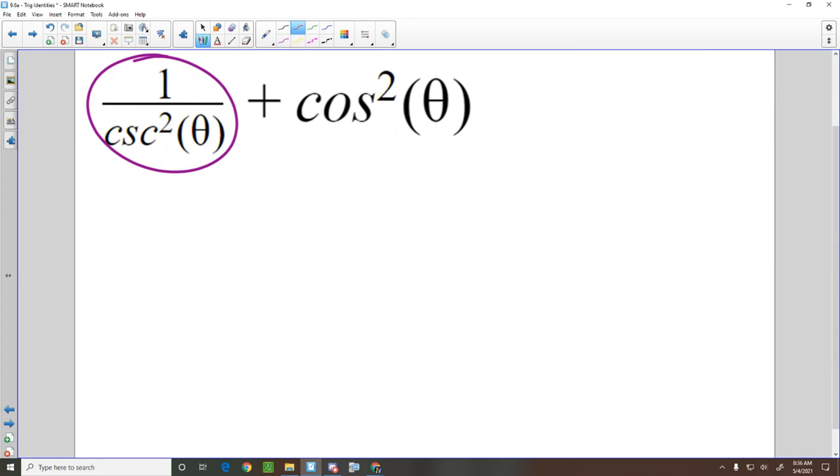Yeah, that's what you said, right? That's the same as just the sine squared. Okay, 1 over cosecant is just the sine. And I still have this plus cosine squared.